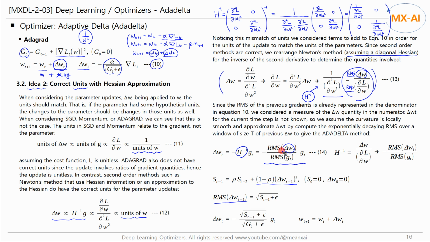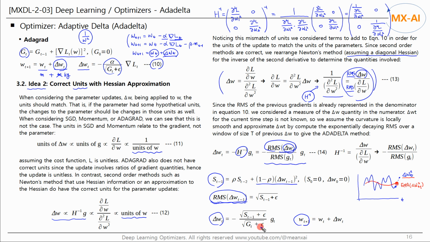That is, instead of RMS delta W_t, we use RMS delta W_{t-1}. When the delta W squared time series is like this, we use the previous exponential moving average value as an approximation instead of the delta W_t value. The exponential moving average of delta W squared is denoted by S. Then RMS delta W_{t-1} can be calculated as follows. And the parameter W can be updated in this way.